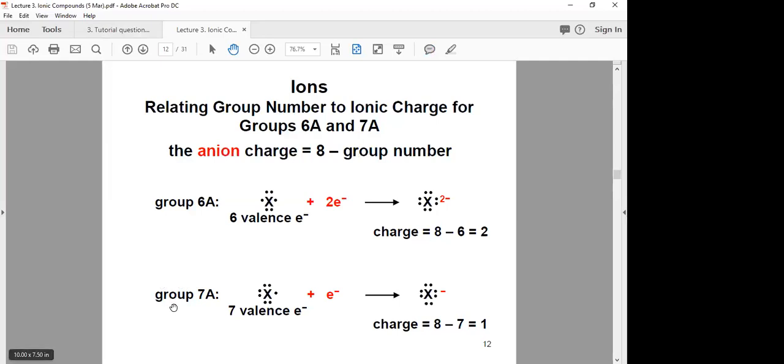Group 7A, these are also common elements that we encounter in the ionic form. They have 7 valence electrons, shown here. They only need 1 more to achieve that octet. So they gain 1 electron. Here it is written, plus 1 electron. Again, it's written to the left of the arrow, so that means gain of. And now the group 7A halogen is surrounded by an octet, and it's picked up a single negative charge as a result of gaining an additional electron.